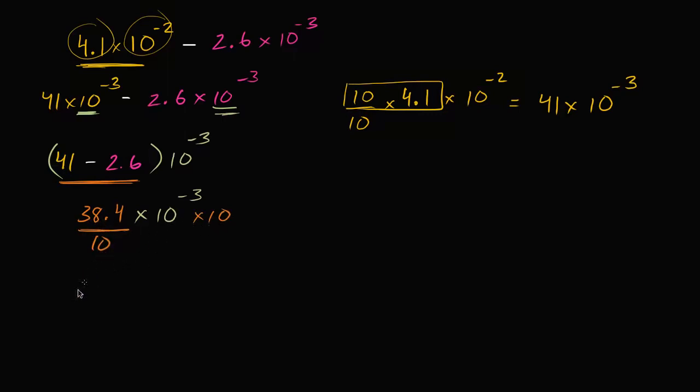So 38.4 divided by 10 is 3.84, and then 10 to the negative 3 times 10 is 10 to the negative 2 power. So this is going to be 3.84 times 10 to the negative 2 power.